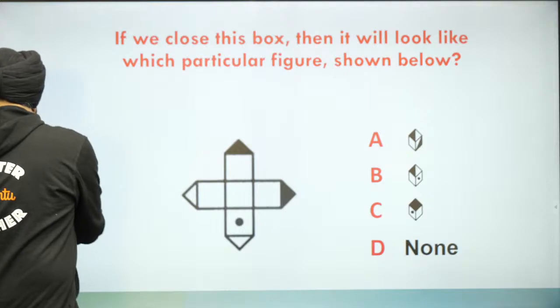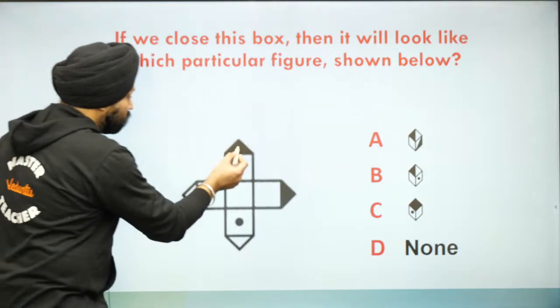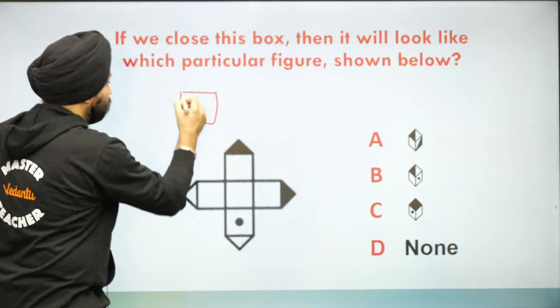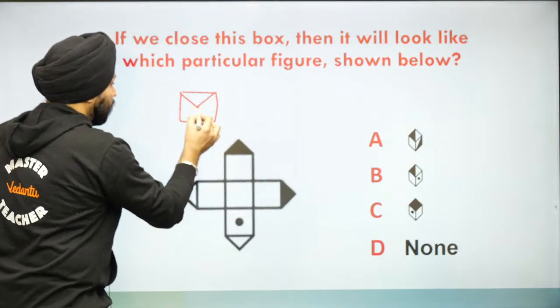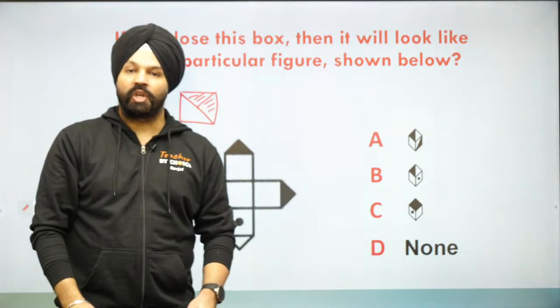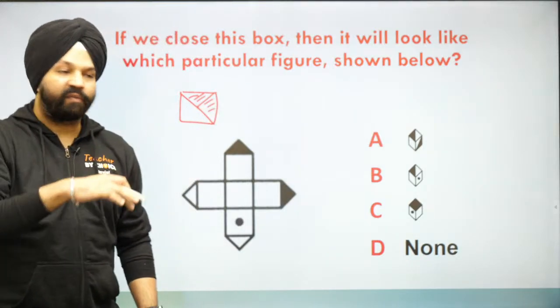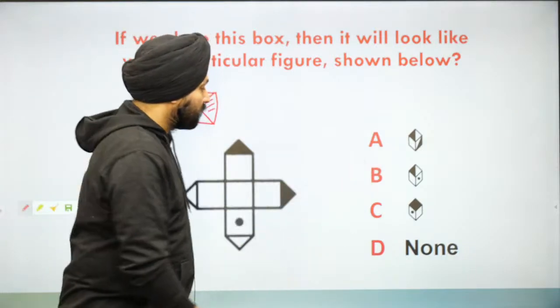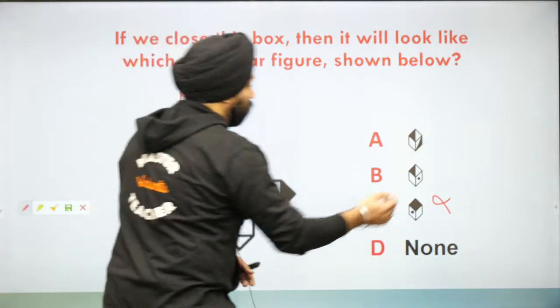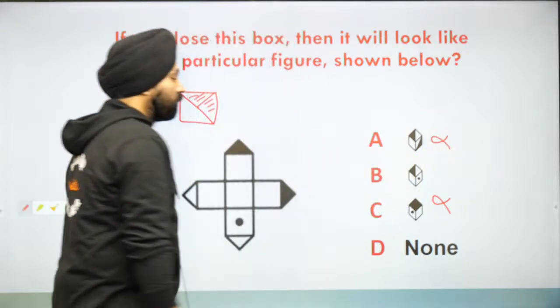As you can see, when these two tops shall be meeting on the top surface like this, this whole will be a shaded portion. That means we shall be having a top which is half shaded. So that means this diagram is wrong. That means this diagram is also wrong. Now we are left with only B.